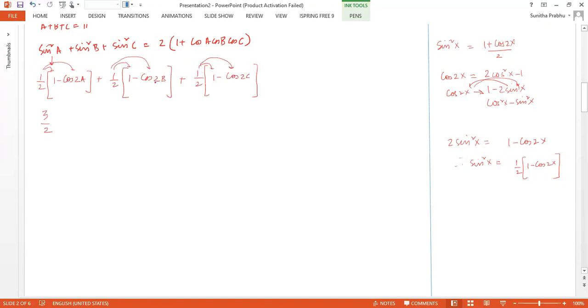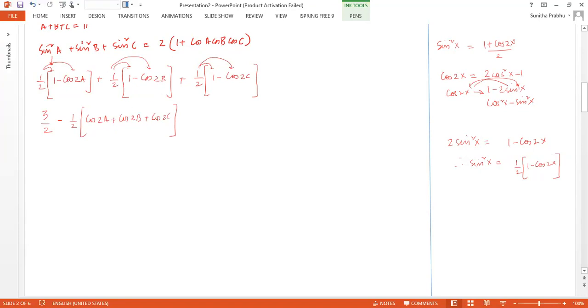So half plus half plus half is 3 by 2. Then cos 2a by 2, cos 2b by 2, cos 2c by 2, right? Minus. So minus half of cos 2a plus cos 2b plus cos 2c. Correct, no? Yes, sir. Good job. Now we got the way we wanted it, right? Now we know how to do this cos 2a, cos 2b manipulation.